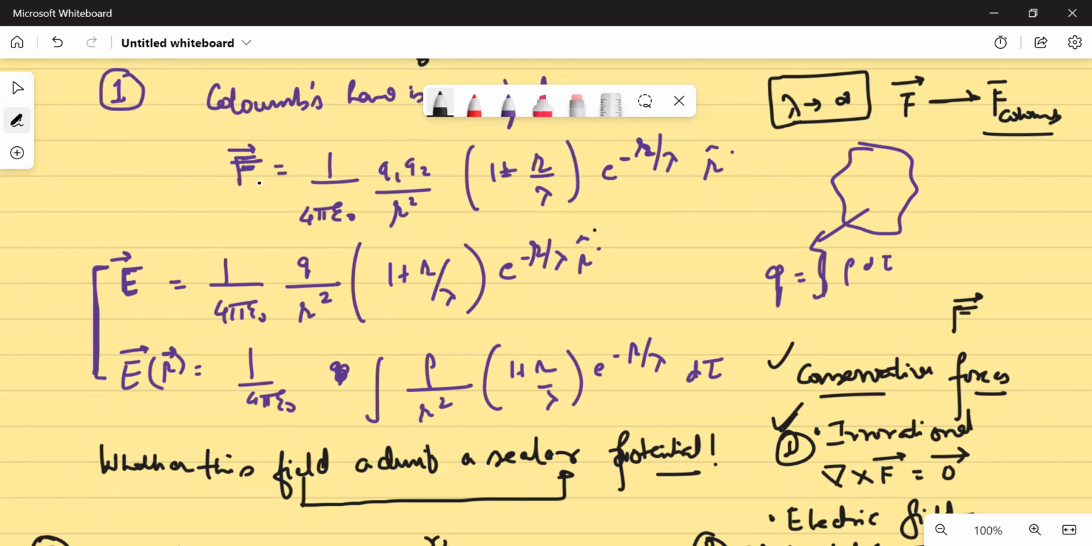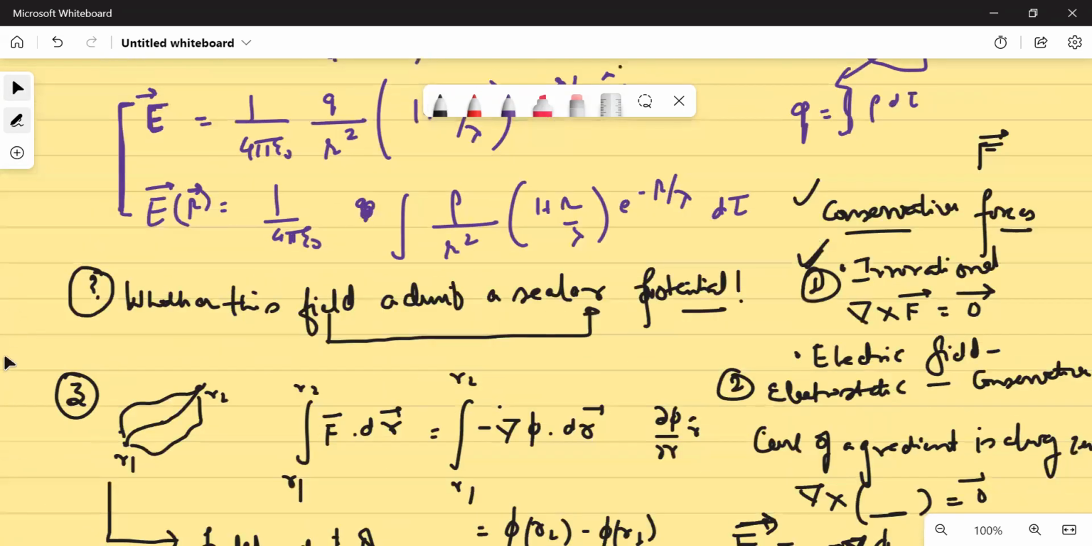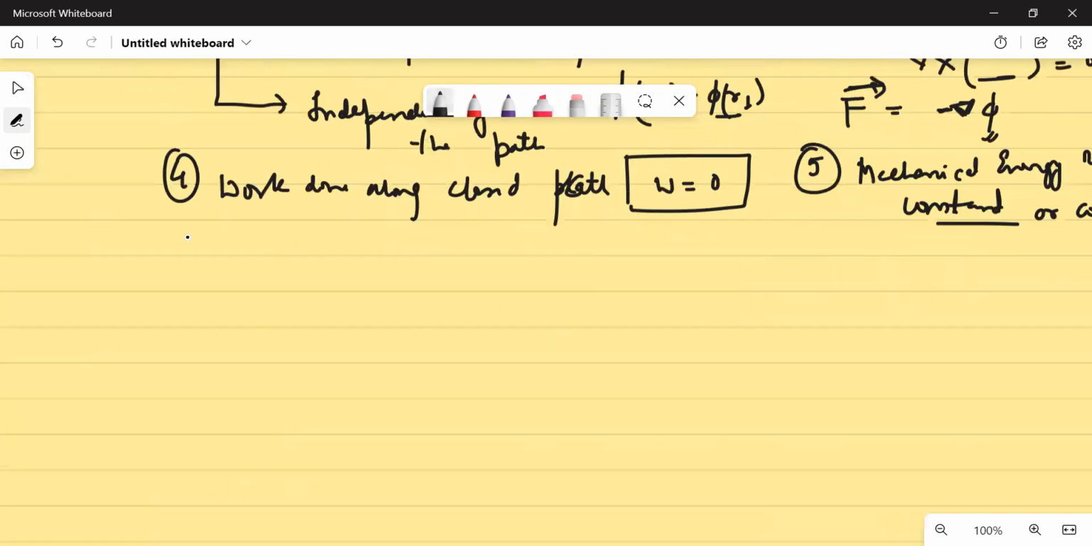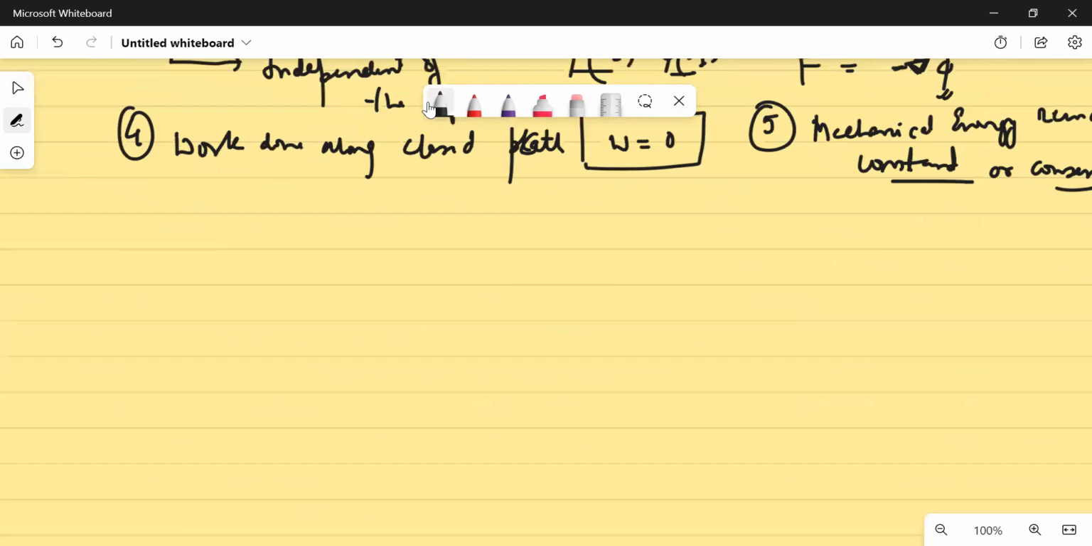The question arises whether it will admit a scalar potential or not. This question is still there. Just let me know whether it will admit a scalar potential or not. So again, I will draw your attention to something called central forces. I hope people might have taken some lectures on central forces. We have not started it yet, but we know that central forces are conservative forces. This is something that we know.